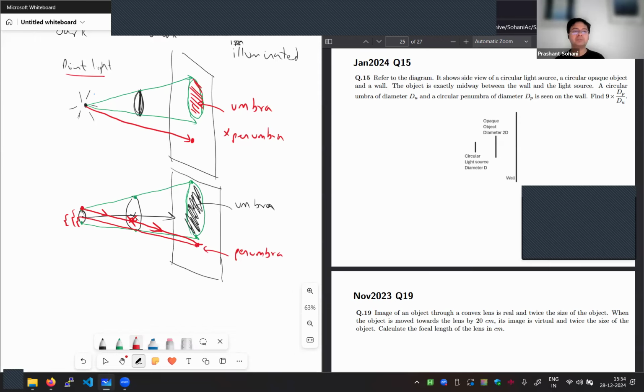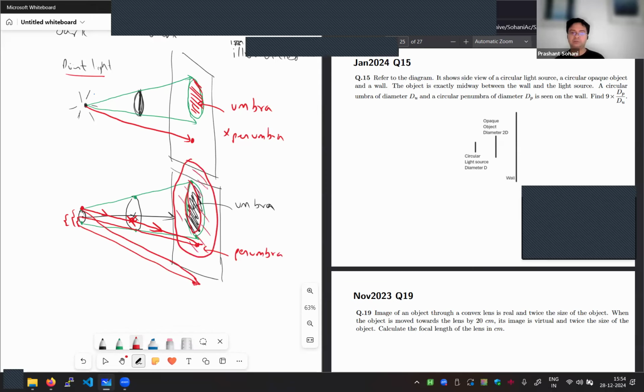And this will happen for some distance. After a point, once you go very far, then from here again the full light source is visible. So this part is completely illuminated. So therefore the screen is divided into these three parts: the umbra, the penumbra, and then the rest of the screen which is fully illuminated.